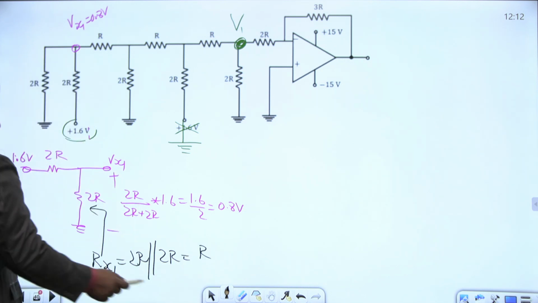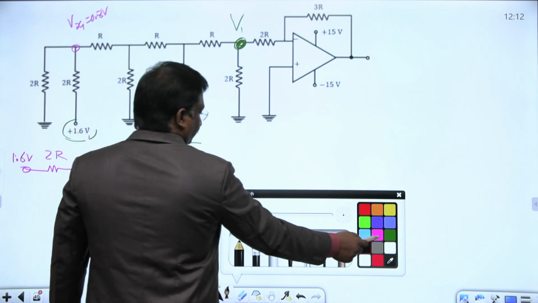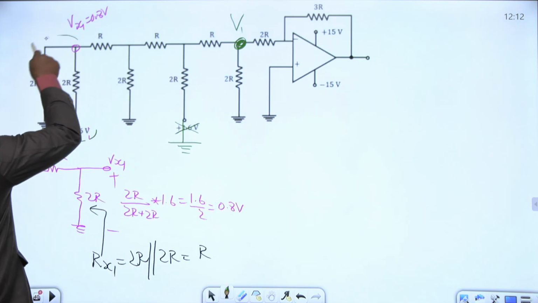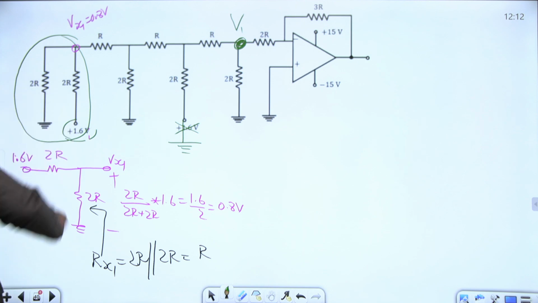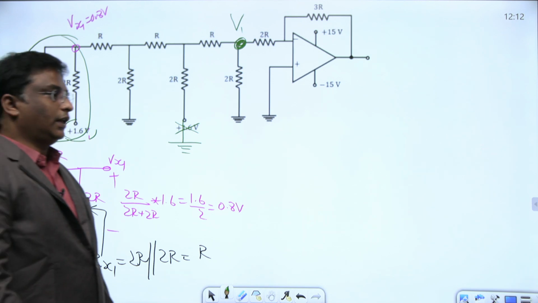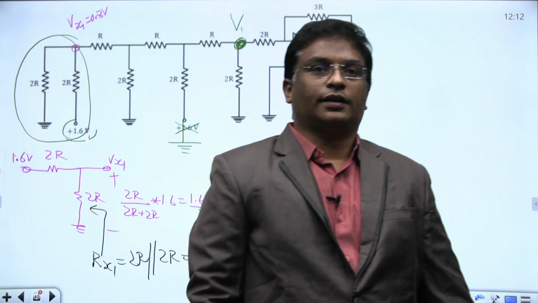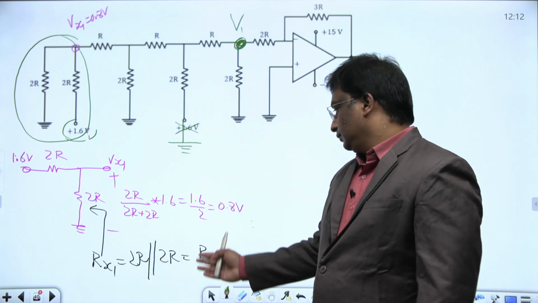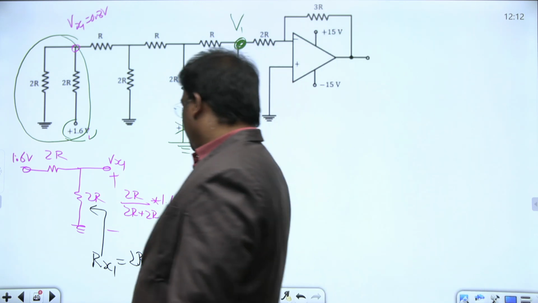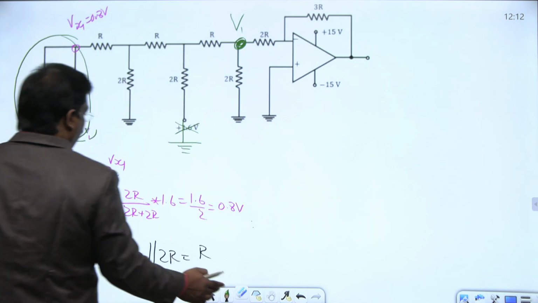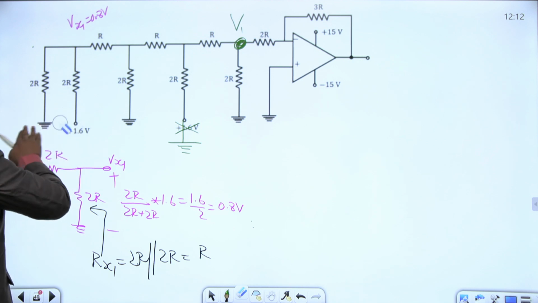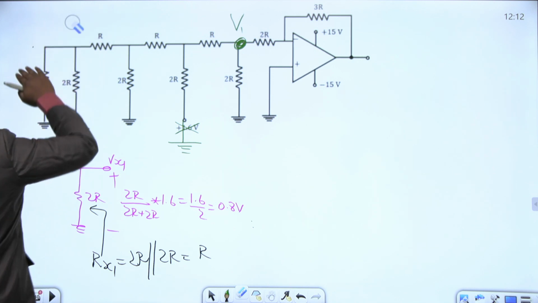Therefore, this entire network can be replaced by VTH in series with RTH, that is, Vx1 in series with Rx. What is the Vx here? 0.8. What is the Rx here? R. Okay, up to this part is completed. I am erasing here. I am not talking about this one.